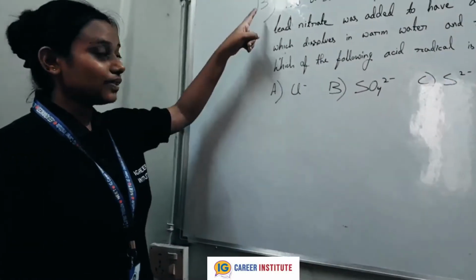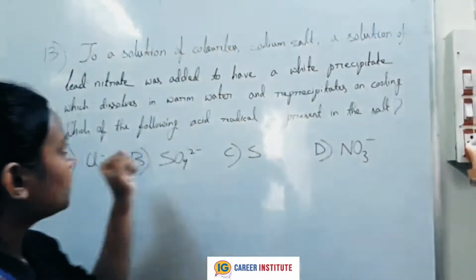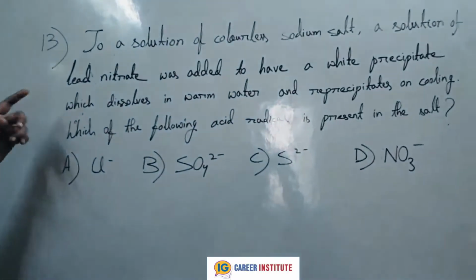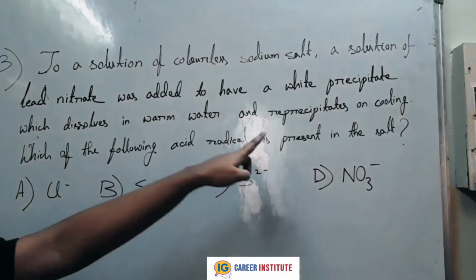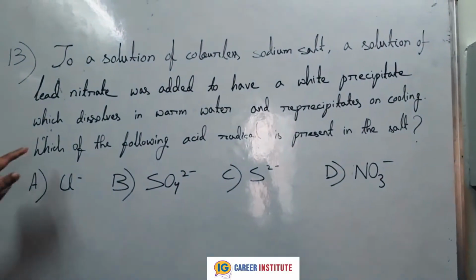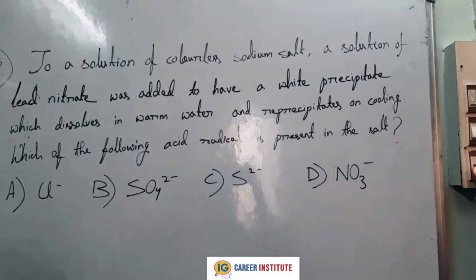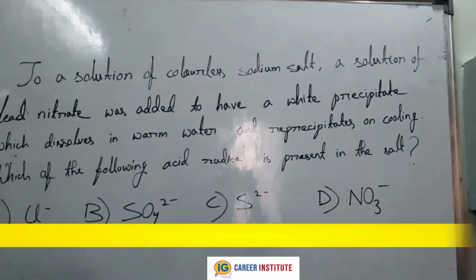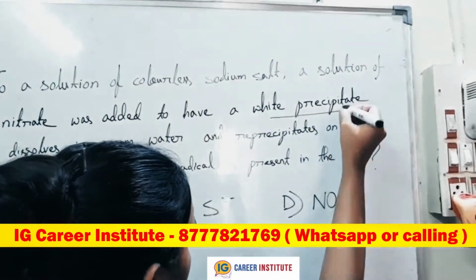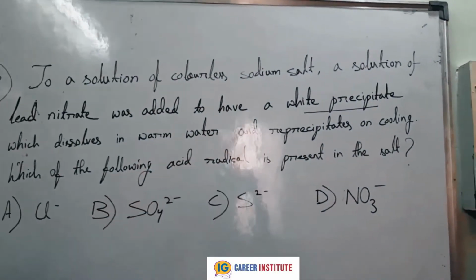Okay. So this is question 13. To a solution of colorless sodium salt, a solution of lead nitrate was added to give a white precipitate which dissolves in warm water and reprecipitates on cooling. So which of the following acid radicals is present in the salt? We are given 4 options. Now from this question, which part will we take the clue from? That is the white precipitate. It's talking about the white precipitate which dissolves in warm water and reprecipitates on cooling.